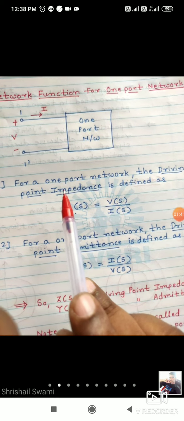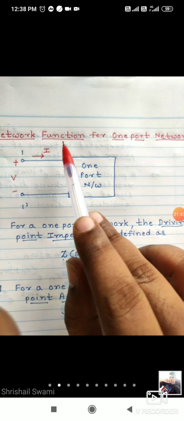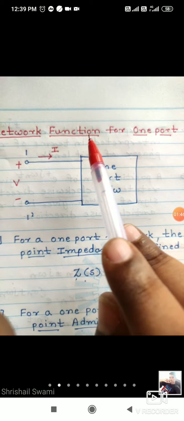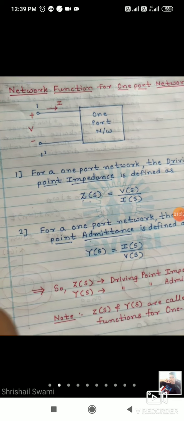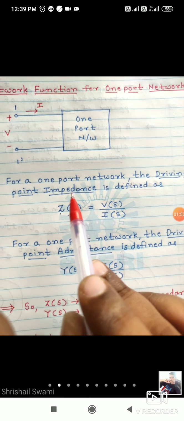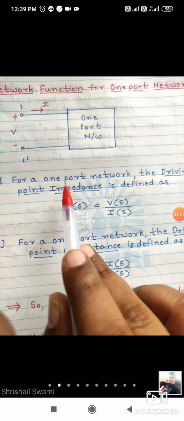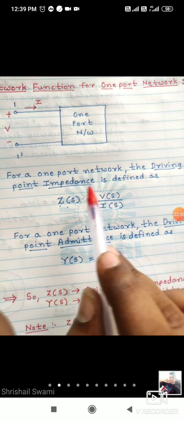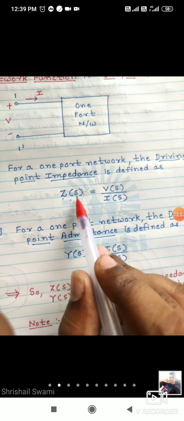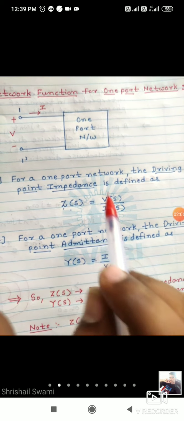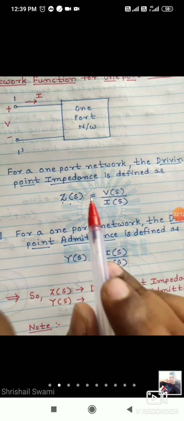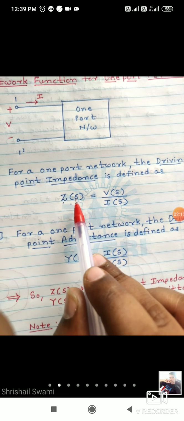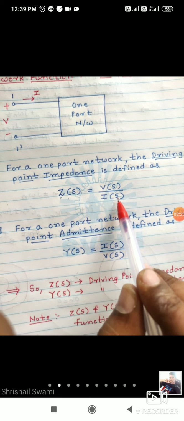Now what will be the network function? A network function is a function which shows the relation between input and output. For a one port network, only two network functions are possible. One is the driving point impedance. How to calculate that? For a one port network, the driving point impedance is defined as Z of S equal to V of S divided by I of S. We express the network function in the S domain, so everywhere you have to mention the S domain. So Z of S, the driving point impedance at port 1 dash, is V of S divided by I of S.